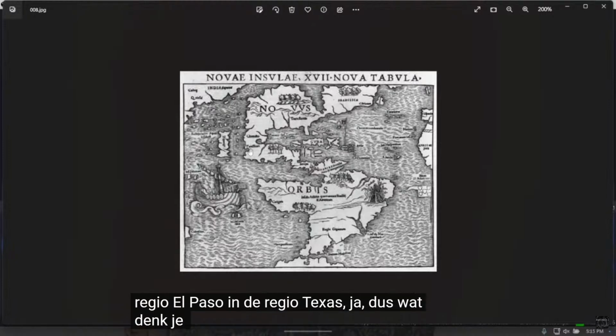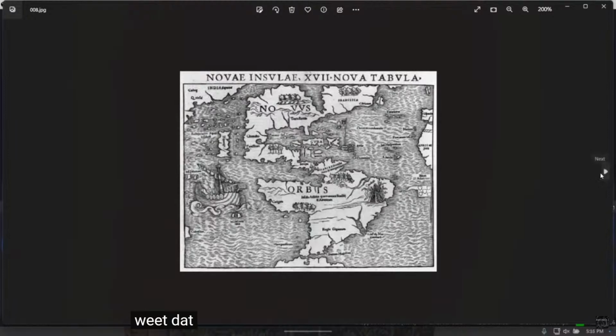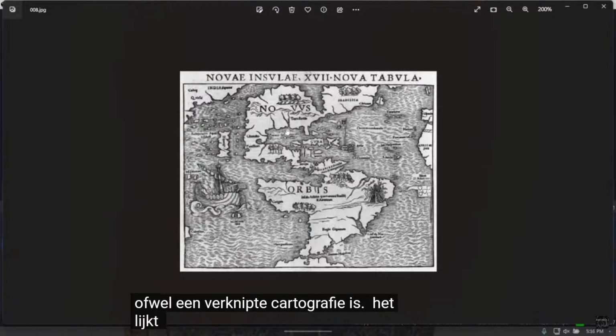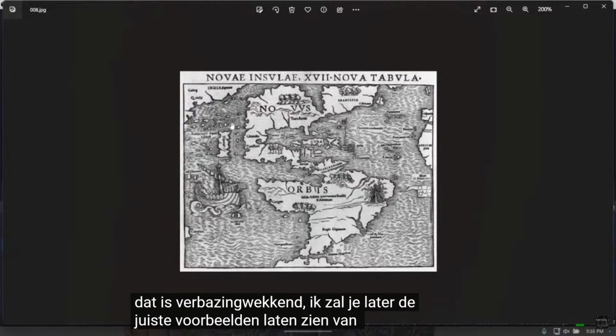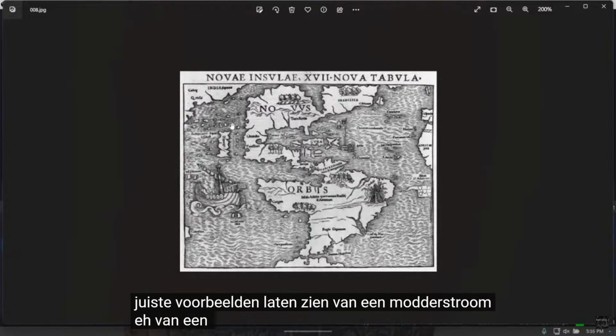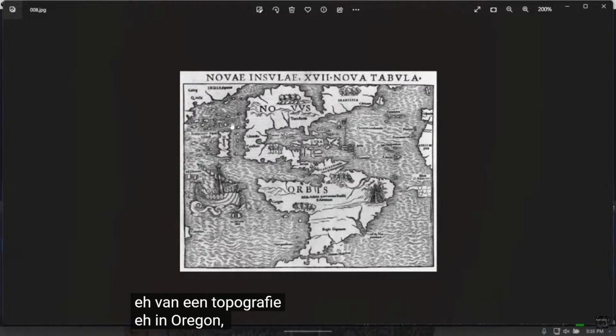So what do you make of that? Because it's either messed up cartography, or... I just drove through all that and did a video explaining that this looks like it was just recently underwater. Well, look, this is what this looks like, doesn't it? It looks like all of this, and that's amazing. I'll show you later on examples of a mud flood topography in Oregon.